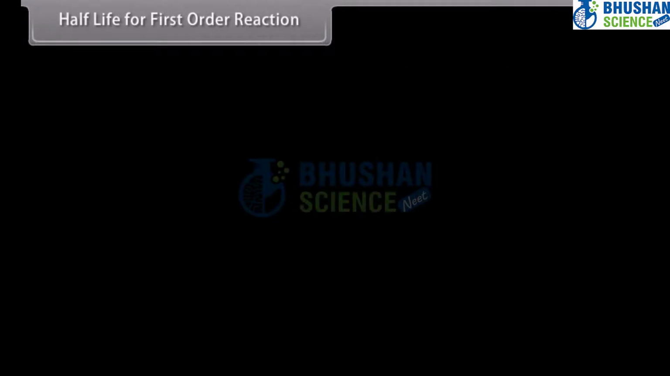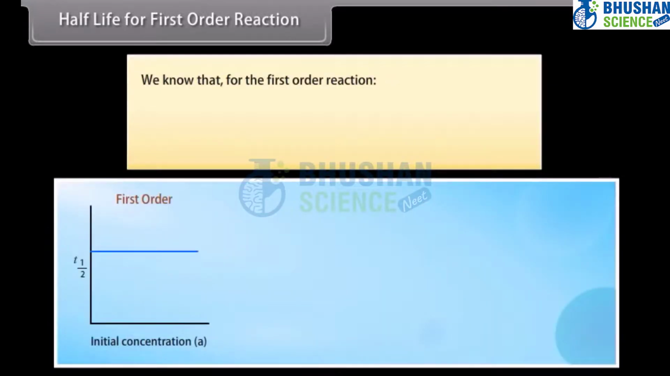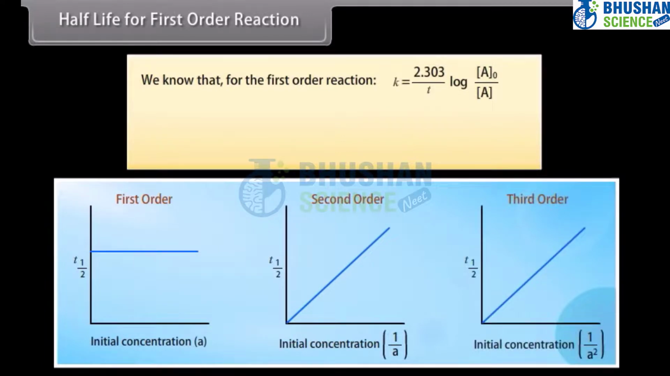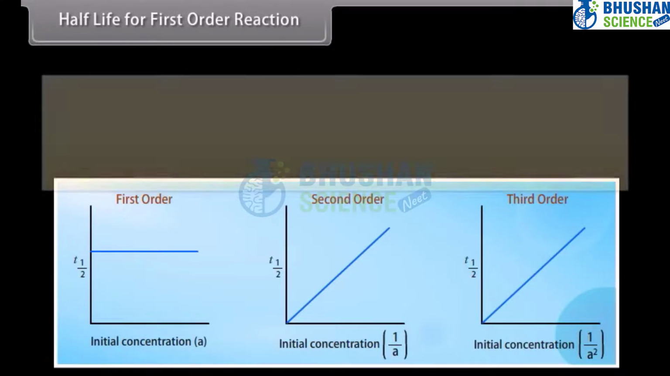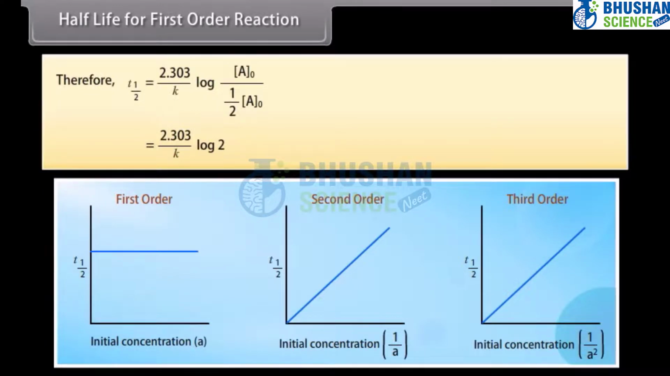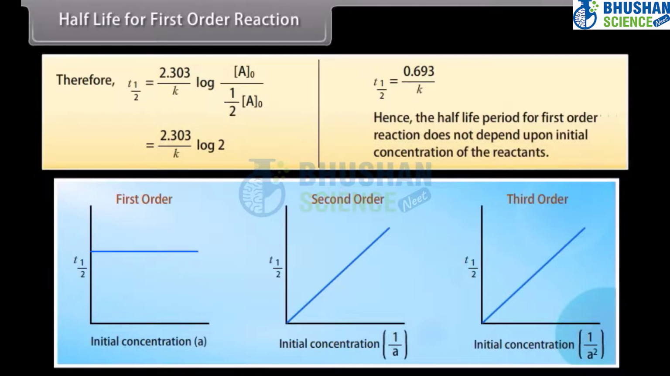Half-life for first-order reaction. We know that for the first-order reaction, K is equal to 2.303 upon T multiplied by log A naught upon A. T can be calculated from this equation as T is equal to 2.303 upon K multiplied by log A naught upon A. At T half, A is equal to A naught divided by 2. T half is equal to 2.303 divided by K multiplied by log 2. It can be written as T half is equal to 0.693 divided by K. Hence, the half-life period for first-order reaction does not depend upon initial concentration of the reactants.